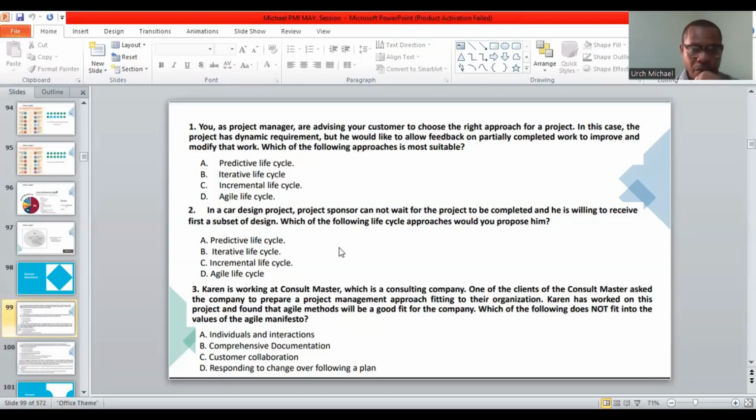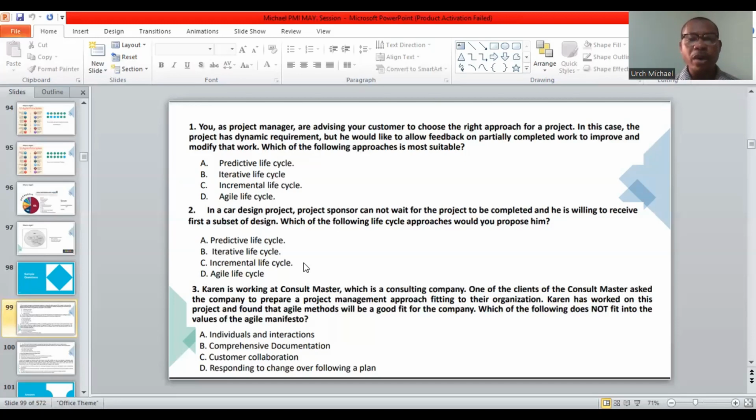Now, this question number 2 again says, in a car design project, the sponsor cannot wait for the project to be completed and he's willing to receive first a subset of design. Which of the following life cycle approaches would you propose to him? Predictive, iterative, incremental, or agile? The answer there is the incremental life cycle, because he wants to have the first increment, a subset of design.